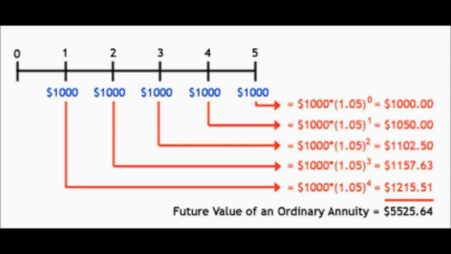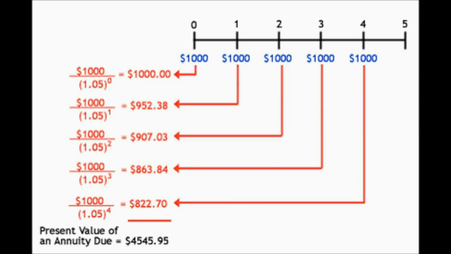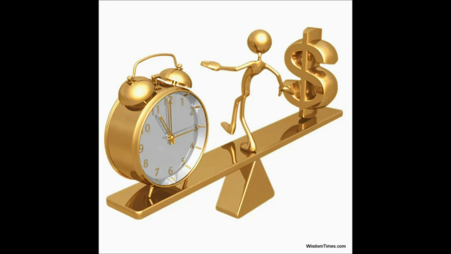Now let's take a look at annuity. Annuities are equally spaced cash flows of equal size. It can be either inflow or outflow. This is the future value of an ordinary annuity. We can see that there is $1,000 for every period. Each transaction will be multiplied by 1.05 to the power of n to get the total future value of the annuity. It is the same for the present value of an annuity, but the present value will be divided, not multiplied.